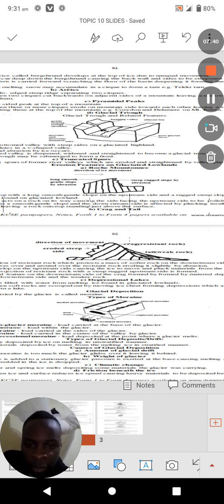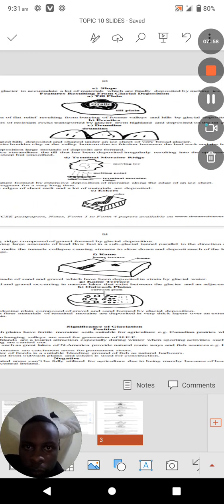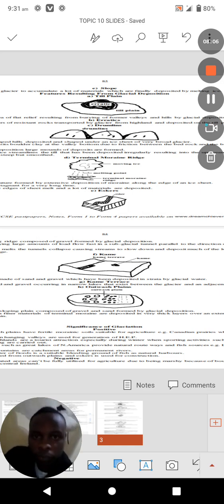So let's look at the causes of glacial deposition. We have the amount of glacial drift, the weight of the glacier, climate change, the friction beneath the ice, and the slope.